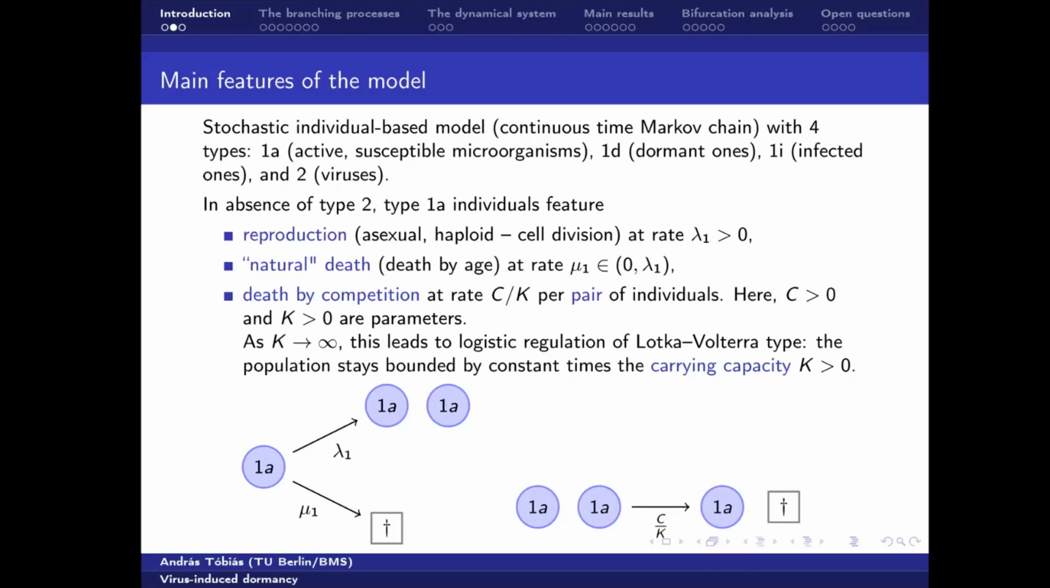And then competition is quite similar to Jochen's talk yesterday. We have this parameter K, which is the carrying capacity, and this is going to be our scaling parameter. So the population size is of the order K, when K is large. And there's this parameter C for the strength of competition. At rate C divided by K, each pair of active individuals which meet, one of them dies. This is death by competition. Here we don't have competition-induced dormancy, but we will have dormancy coming from the contact-mediated behavior of the system. This gives a Lotka-Volterra type regulation in the limit K tending to infinity. We will see the dynamical system in a few minutes.